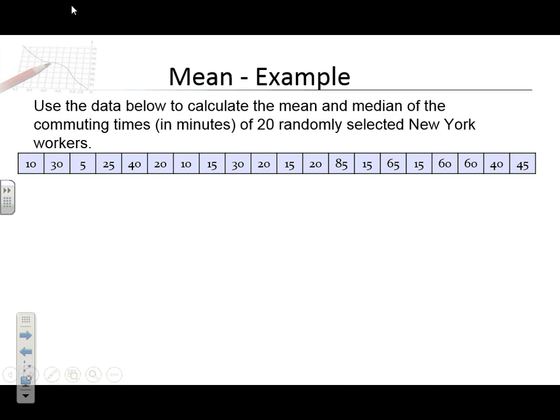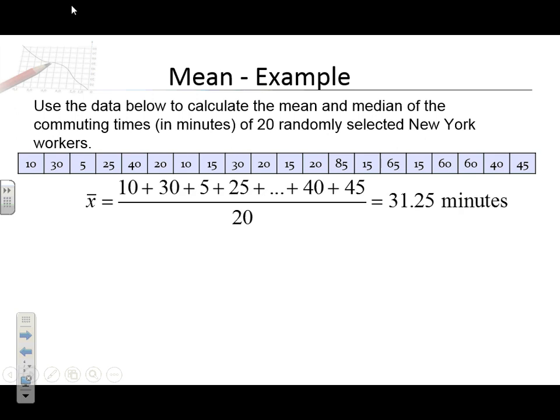All right. So calculating mean. Now here's one where, if you're doing it by hand, it really just involves adding up all the values, dividing by the total number, right? So if we wanted to calculate mean, here's what it would look like. Add up all the values, divide by 20 in this case, because we have 20 randomly selected New York workers, we get our mean, so 31.25 minutes.